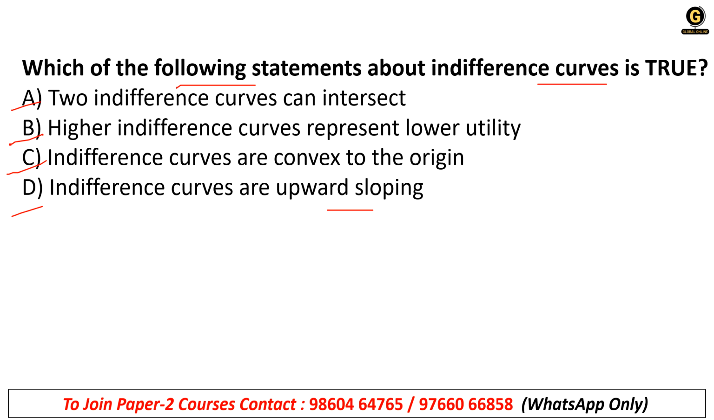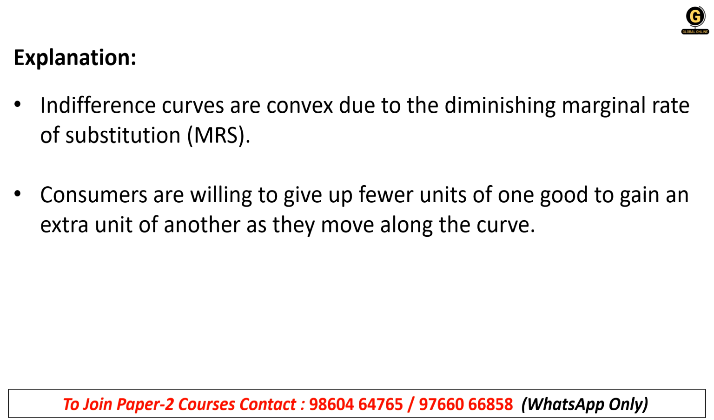Okay, I'm telling you again, option C is the correct one. Why? Because indifference curves are convex due to the diminishing marginal rate of substitution, which is called MRS in short. Consumers are willing to give up fewer units of one good to gain an extra unit of another as they move along the curve, right? So this is the correct explanation of this answer.